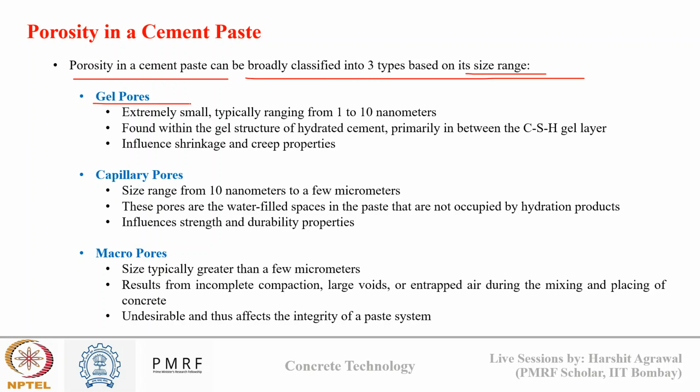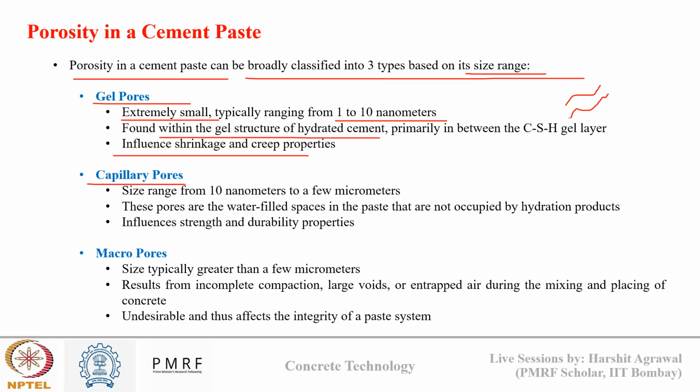There are gel pores, which are extremely small, within 1 to 10 nanometer. They are found within the gel structure of cement hydration. We just saw the CSH structure, the layered structure of CSH. The pores present in between this layered CSH structure are known as gel pores, and they influence the shrinkage and the creep property.